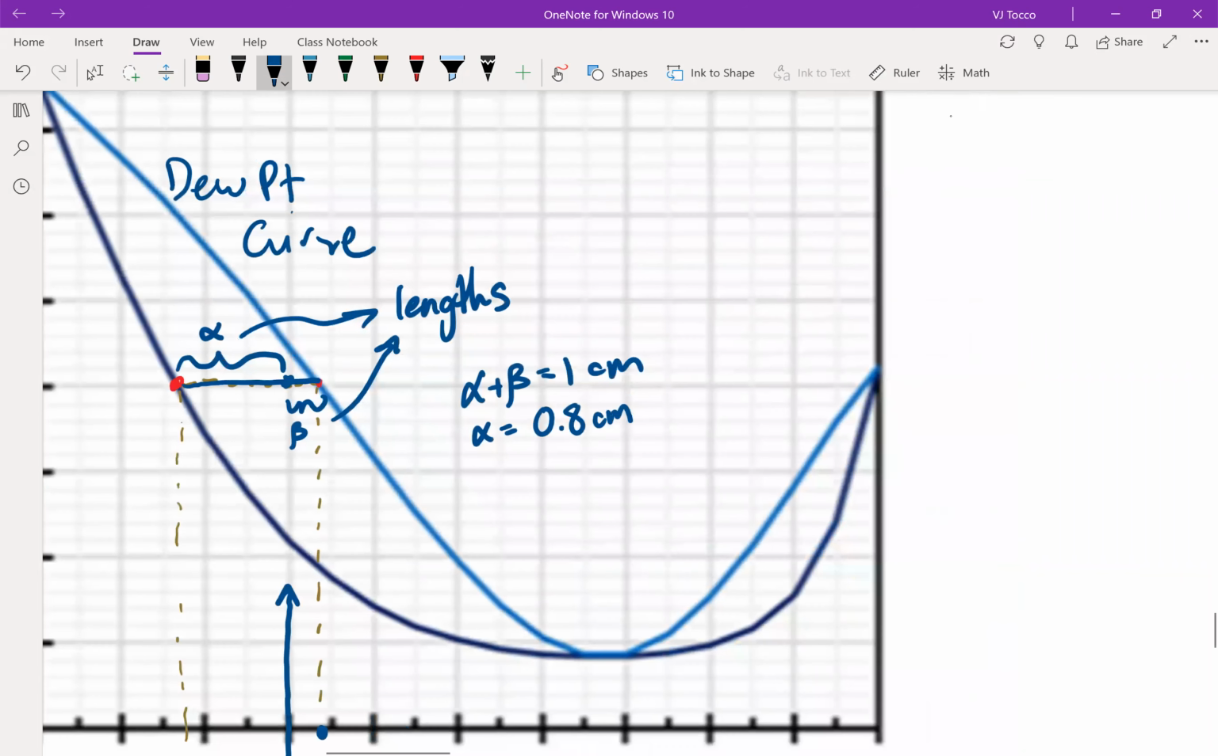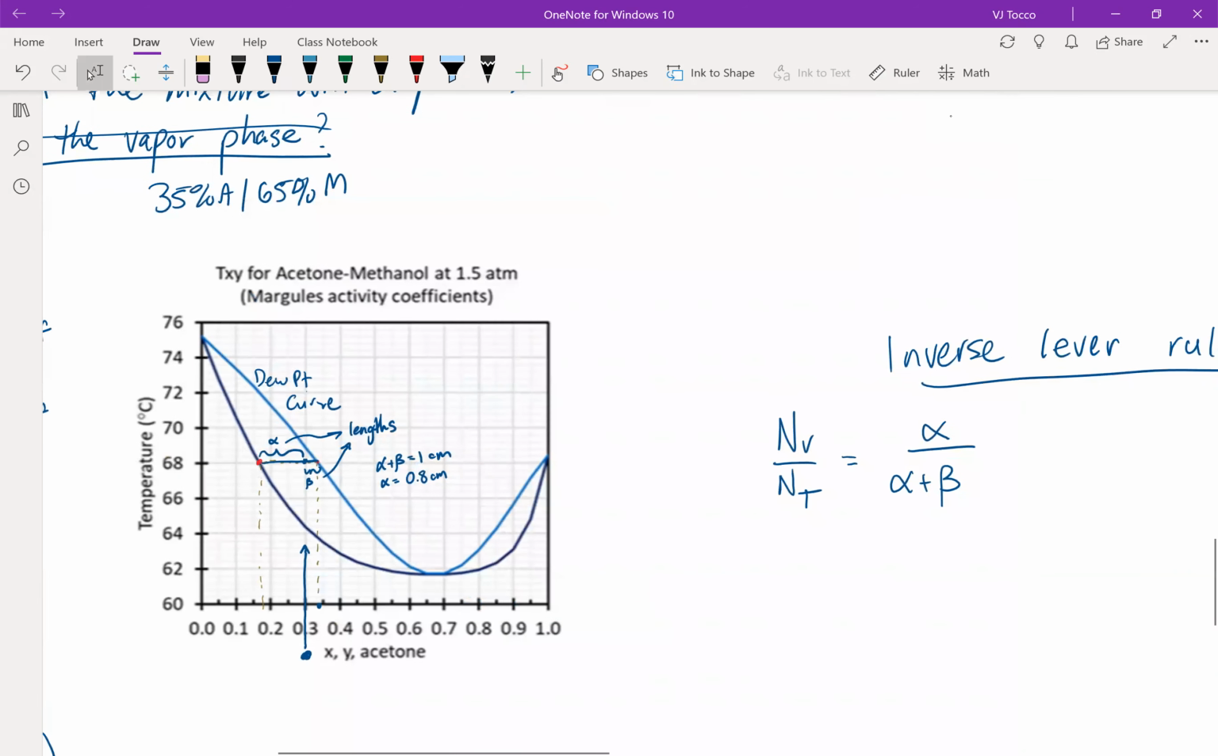Then going back to my equation for the inverse lever rule, and it's called the inverse lever rule because here we're measuring the moles of vapor. It's the opposite of what you would expect, so that's why it's the inverse. Alpha over alpha plus beta. Another way to think of it is that if my point is closer to the dew point curve than the bubble point curve, it makes sense that I should have more vapor than liquid. So just take the ratio of the lengths: 0.8 divided by 1. We'd say that it is 80% in the vapor phase.